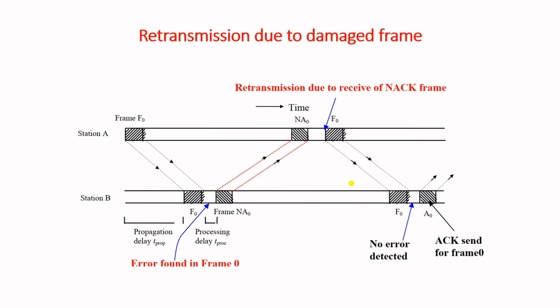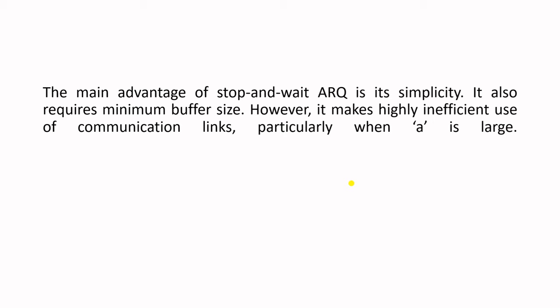Okay, now the main advantage of stop and wait ARQ is its simplicity. It also requires minimum buffer size. Buffer means temporary storage area which is used for the processing. So it requires minimum buffer size, however it makes highly inefficient use of the communication link, particularly when A is large. What is A? I will tell you later.